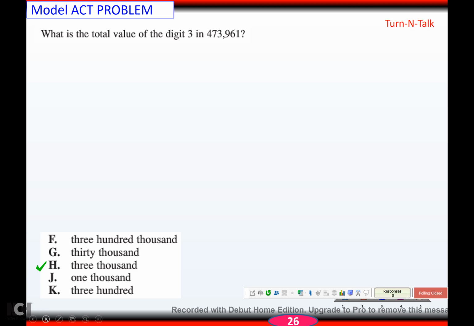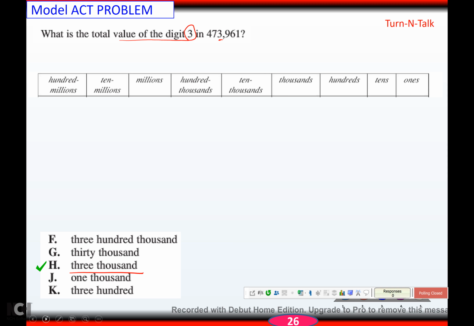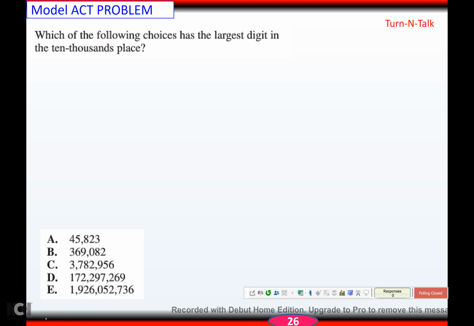Okay, hit pause. Come back when you're ready. And 3,000 should be your answer. They want the total value of the digit 3, which is right there, which is in the thousandths place. So that makes that worth 3,000. Hit pause. Come back when you're ready.